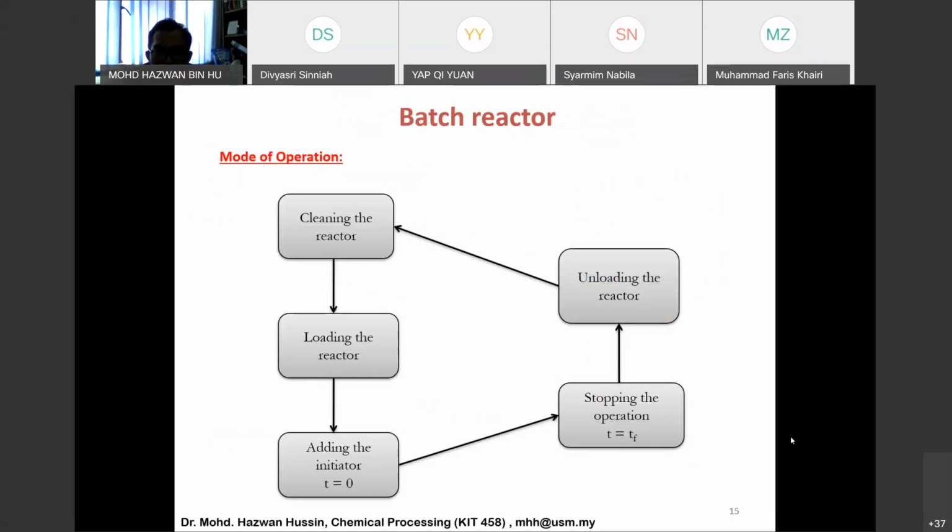All right, so this is the mode of operation. Of course, the first step is you clean the reactor, and then after that you load it with the reactants. So you add the chemicals or initiators at time 0, and then you start the mixing. After the mixing process or the synthesis or whatever process has stopped, that is considered time final, and you remove the products, and after that you unload the reactor for the next cycle.